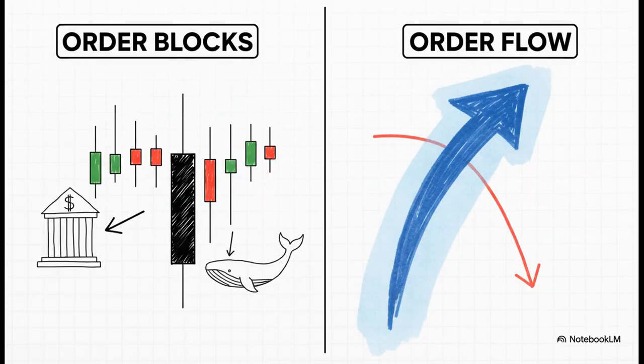Now, there are a bunch of different POIs, but let's focus on two of the most powerful ones. First is the order block. This is usually the last down candle right before a massive move up, or the last up candle before a big drop. It's like finding a footprint left by an institution. The second is order flow, which is just the big directional move that happens after that block. You put them together, and you've got an incredibly powerful zone to watch.